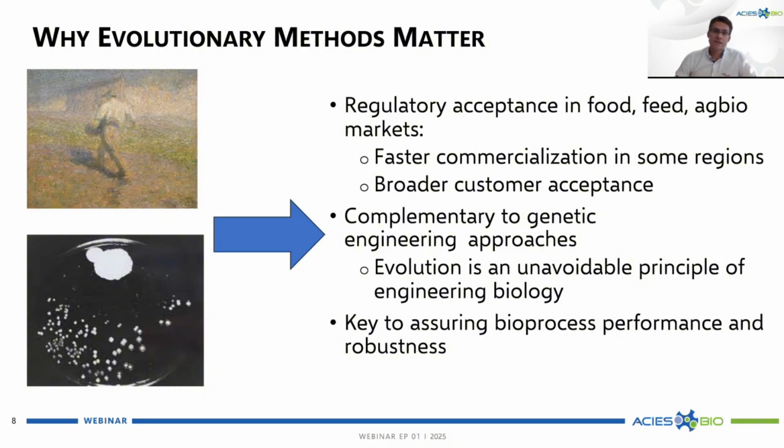And the reason for that is that evolution is an unavoidable principle of engineering biology. So either we like it or not, evolution will happen. And the idea is to use it in our favor, and of course not allow it to maybe damage the strain that we have created. And therefore, it's really important, in order to have efficient and robust bioprocesses, to control for any evolutionary processes that might be going on.